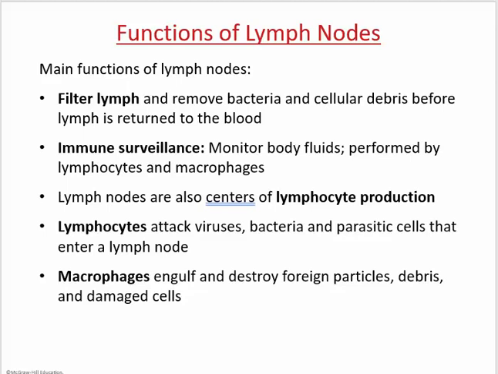Okay, so what do they do? They filter the lymph. They provide a place for immune surveillance where the macrophages and lymphocytes live and work. If there's a need, and we're going to see this in immunity, lymphocytes will clone and proliferate there. Lymphocytes attack viruses and any parasites or any pathogens. The macrophages eat them and get rid of them.